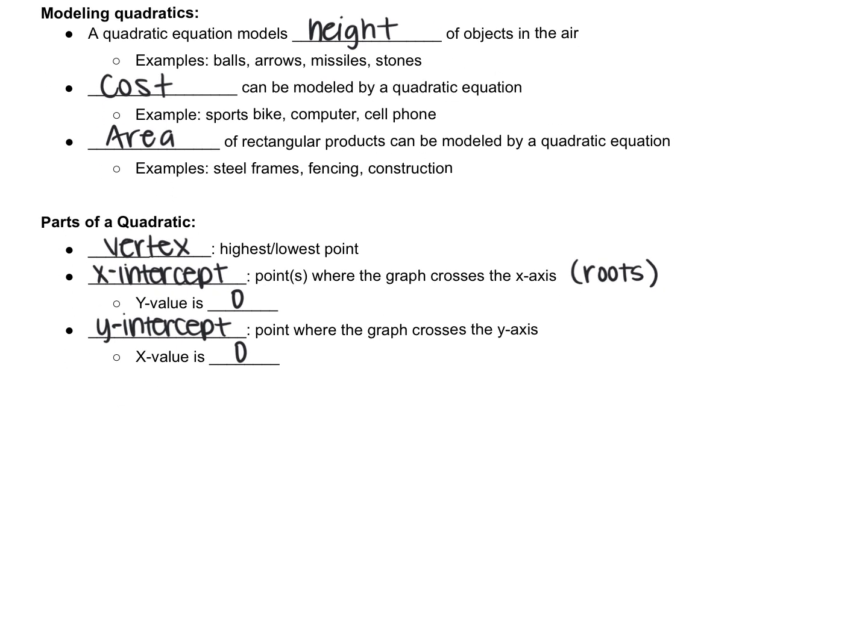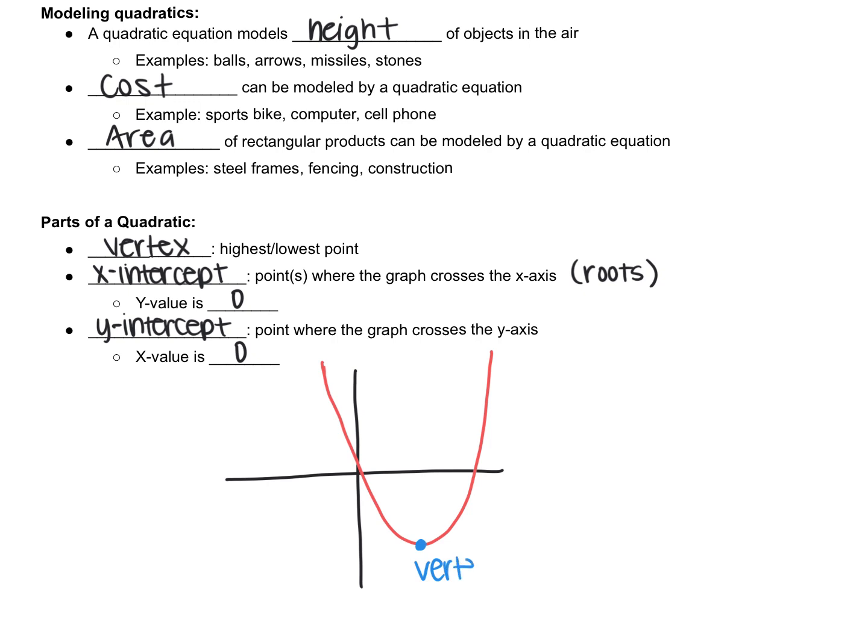So when we talk about labeling the parts of a quadratic, here is a quadratic. My vertex, in this case, is a minimum because it's a low point. So I have my vertex. I also have my x-intercepts, of which there are 2. I have my y-intercept, of which there is only ever 1.